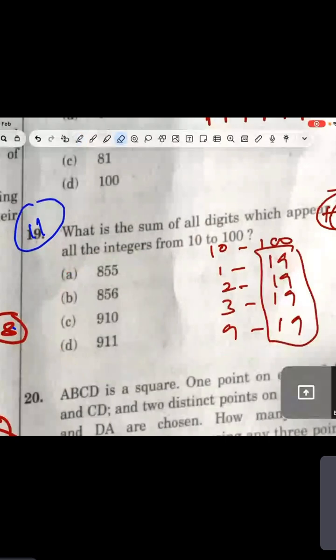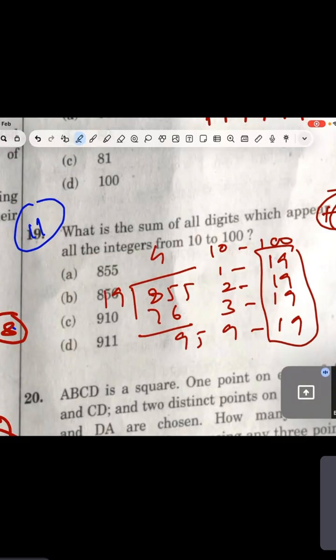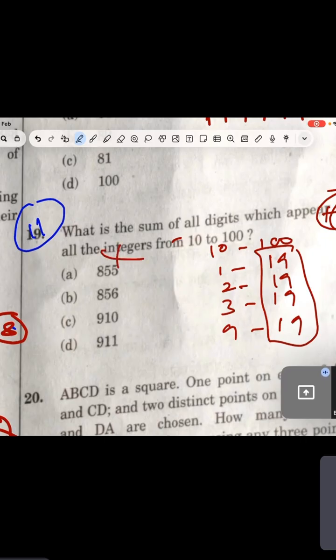Okay, let's check. If you multiply 855 by 19, you will get 76 and here 9. This is completely divisible. So this cannot be the answer, because we have to find the plus one. Now plus one is added here. It means that will be the answer.